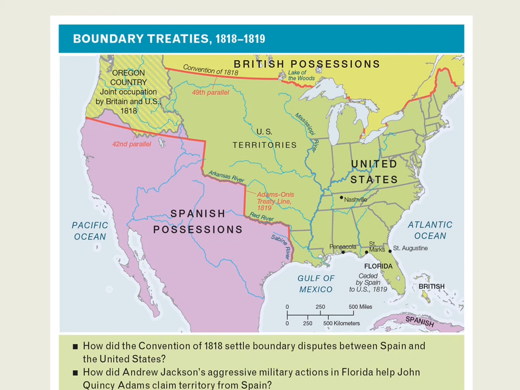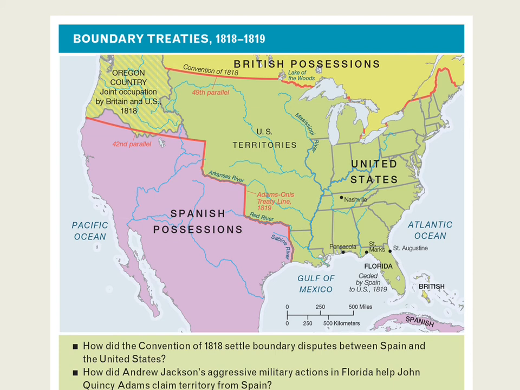One element of the treaty that was very important for Spain was the United States promised it would never move west of that line. It would never move into the Spanish possessions of, like, California, Texas, etc. Now, the Spanish liked that. They had it in a treaty. And the Southerners in the United States were outraged.